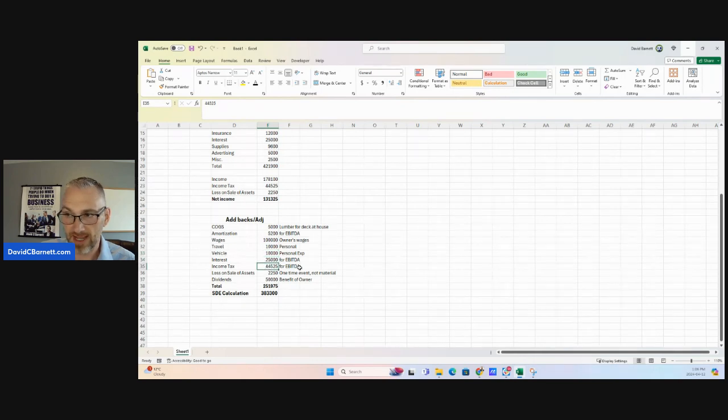Interest and income tax are being added back because again it's part of that EBITDA formulation. And then the loss on the sale of assets, they're saying it's a one-time event, not material to the regular operations. And then they're saying that there was a dividend of $50,000, and this was a benefit to the owner of being the owner of the business, and that this then is part of their cash flow, right? So the total is 251, and we add that to the net income, we get $383,300 as the total SDE.